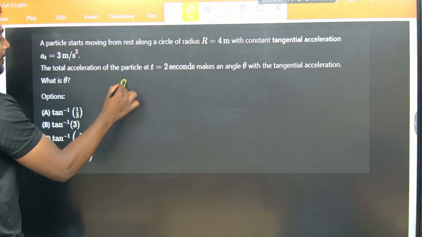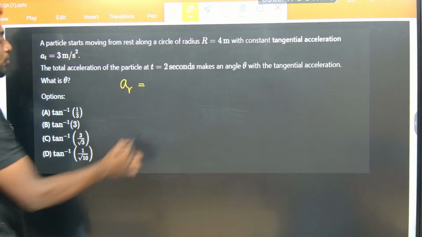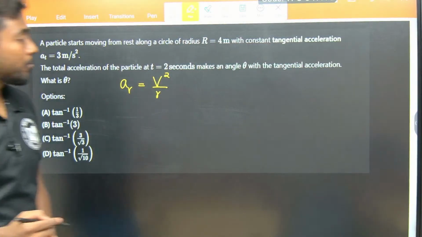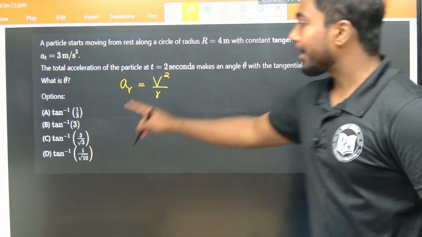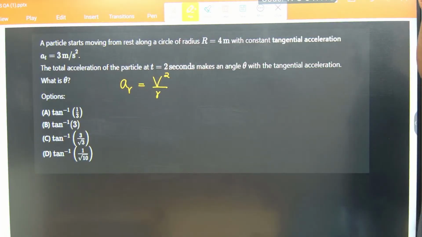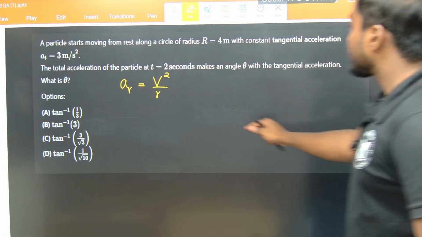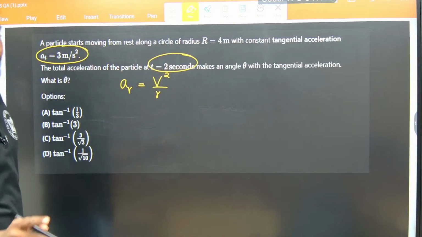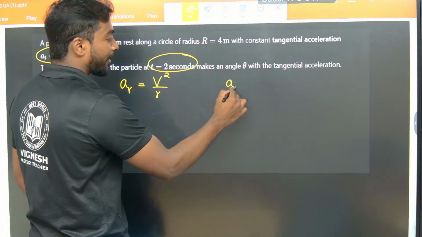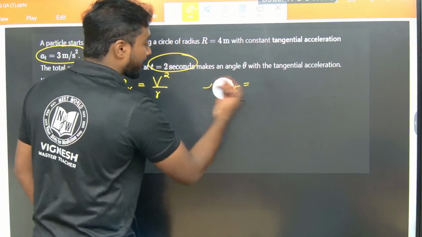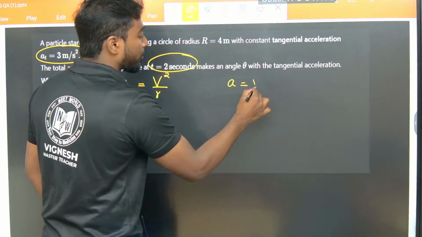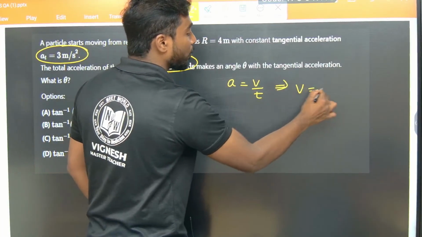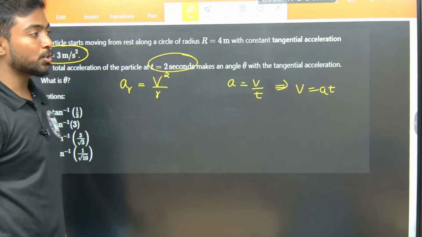So radial acceleration should be equal to v square by r. Okay, this is the formula. I need to find the radial acceleration. So what is the v value they have given here? They have not given it, right? They have given the time and the acceleration. So we know that acceleration is equal to velocity by time. So what about velocity from this equation? v is equal to at.